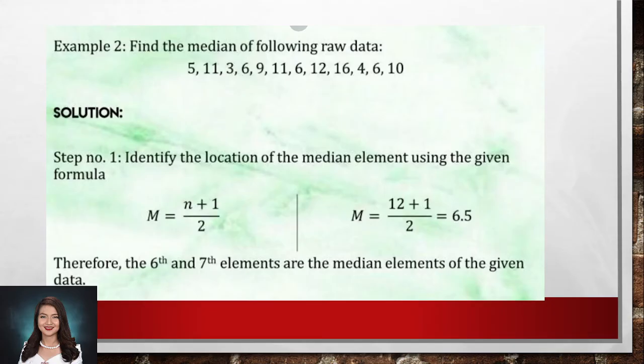12 is the number of our population. N is 12, plus 1 divided by 2, we get 6.5. Therefore, the 6th and 7th elements are the median elements of the given data. As you can see, 12 is an even number, unlike in example number 1, where our n is an odd number.